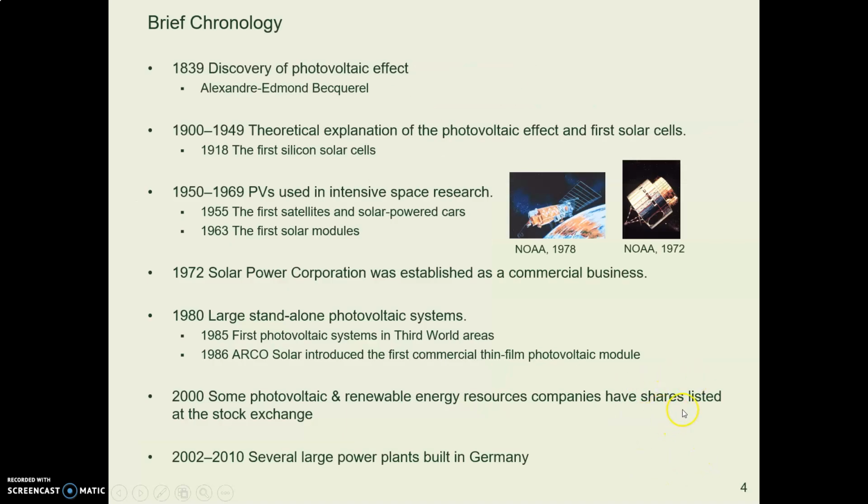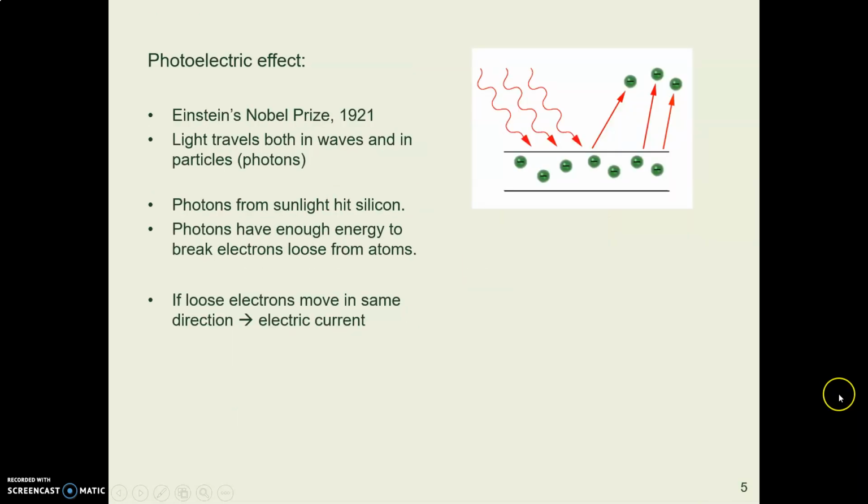Here's just a brief timeline. Solar cells were used in satellites many decades ago. Another historical idea. I don't know if you know that Albert Einstein did not win the Nobel Prize for his work with the theory of relativity. He actually won the Nobel Prize in 1921 for his discovery of the photoelectric effect. His discovery had to do with light, that it travels in both waves and particles, and that if you hit it with energy from the sun, electrons will be knocked loose and you'll get current.